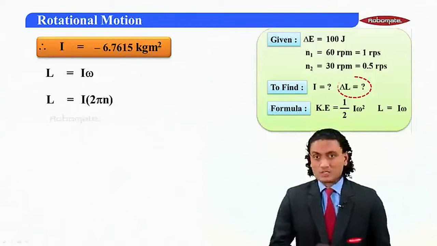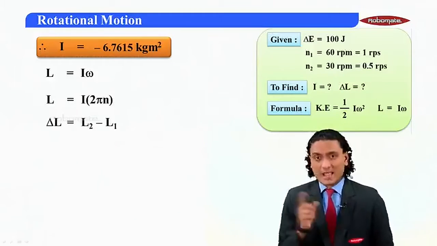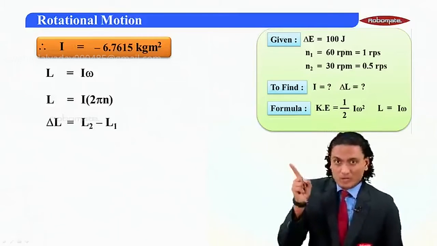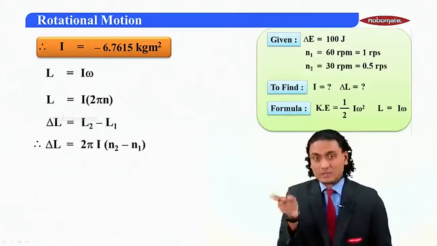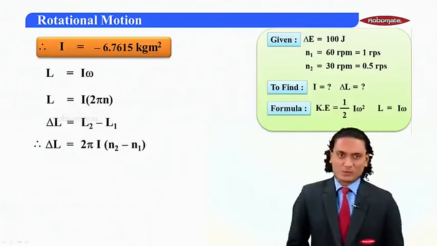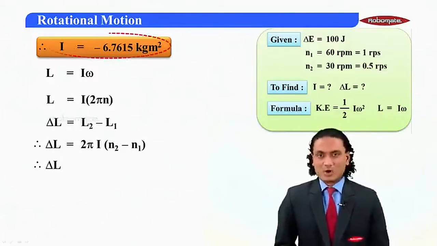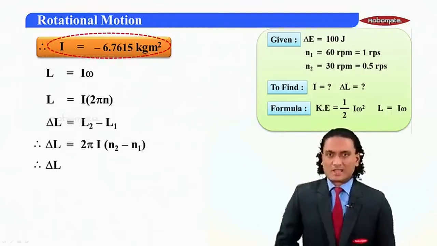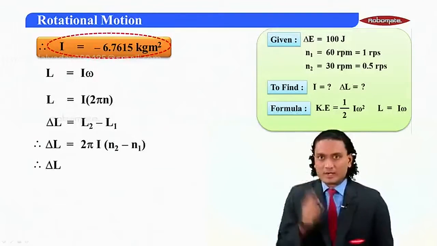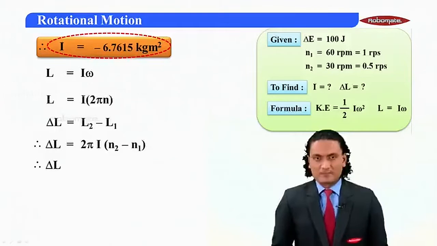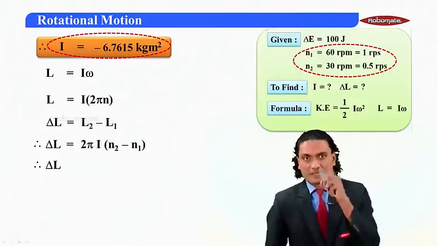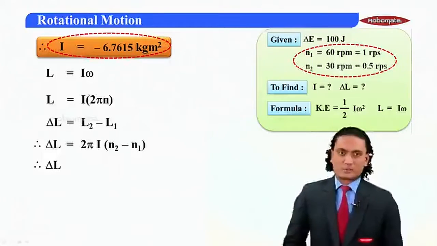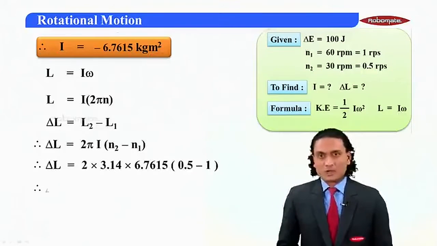Now students, what is delta L? Delta L is nothing but L2 minus L1. We know the formula for L, I into 2 pi n. So delta L will become 2 pi I into N2 minus N1. Yes or no? Now all the quantities are given. I, just now we calculated. If you take only the magnitude, it is 6.7615 kilogram meter square. And what is N2 and N1? N2 is 0.5 RPS, N1 is 1 RPS. You can substitute it over there. So let me substitute and solve it.